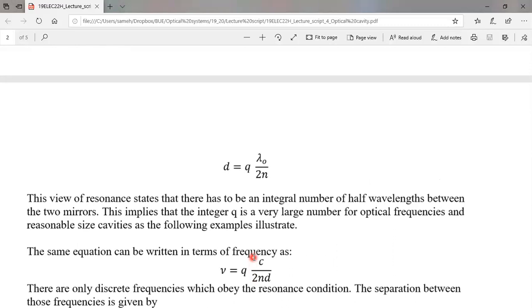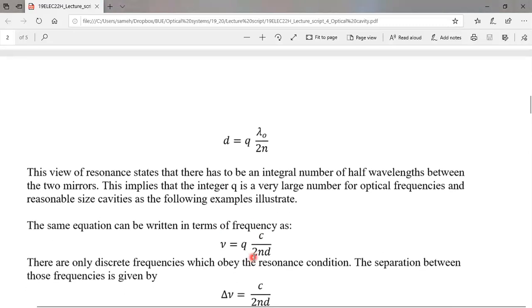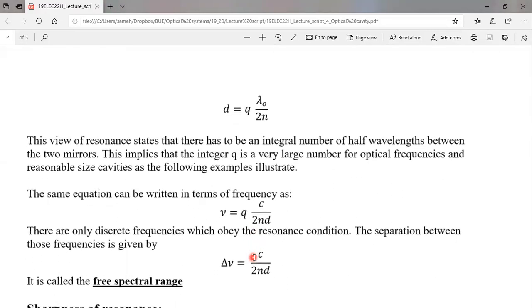As I just said, the first one is equal to c over 2nd. The second is equal to 2c over 2nd. The third is equal to 3c over 2nd. The fourth is 4c over 2nd, and so on. So we can here define what's called the free spectral range. What is the free spectral range? The free spectral range is simply the distance between each two successive discrete frequencies.